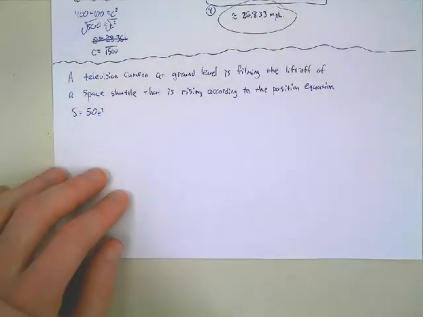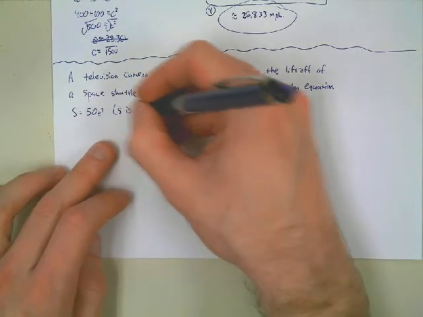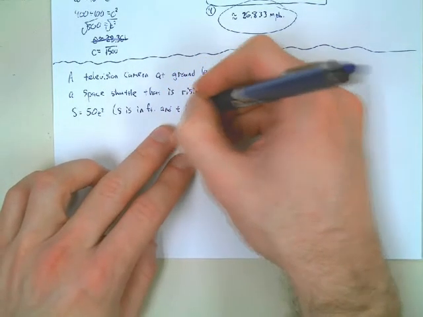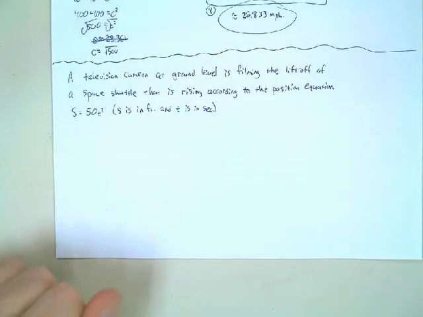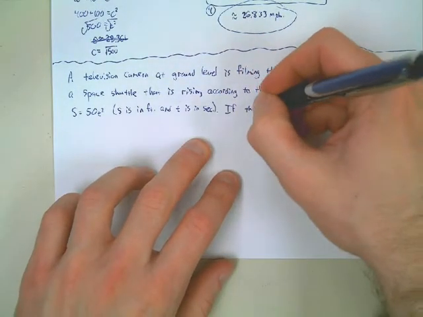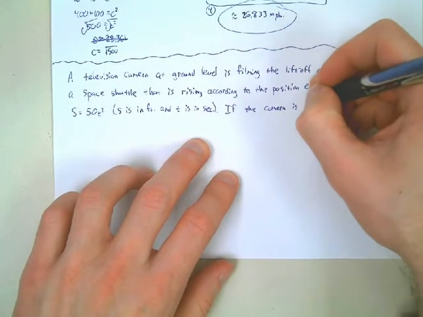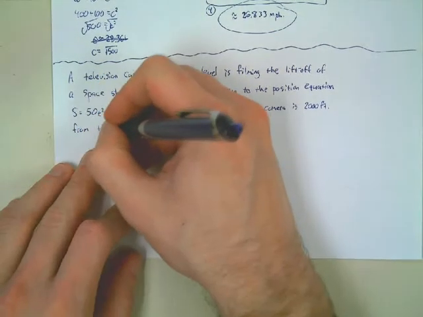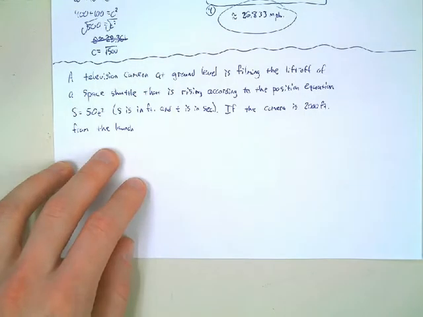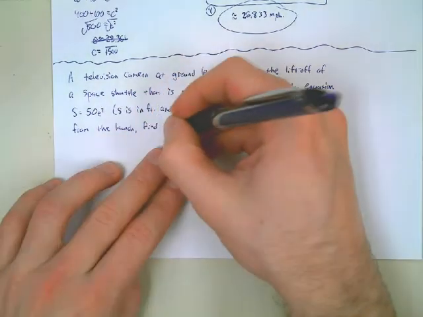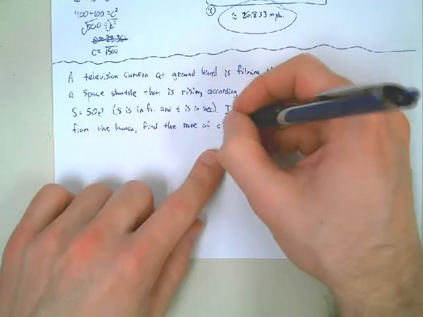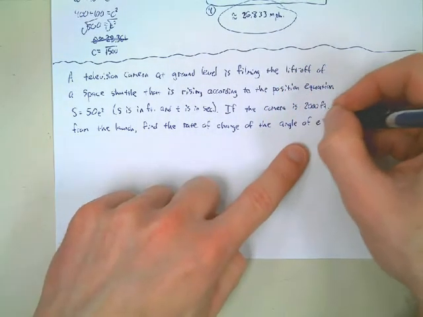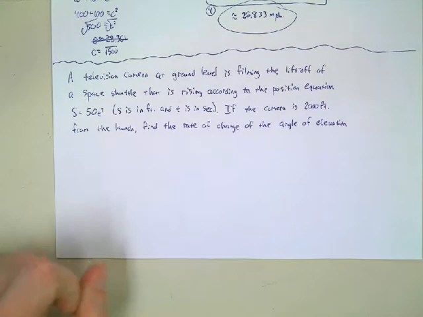All right. Oh, and so, by the way, S is in feet. T is in seconds. If the camera is 2,000 feet from the launch, find the rate of change of the angle of elevation of the camera 10 seconds after liftoff.